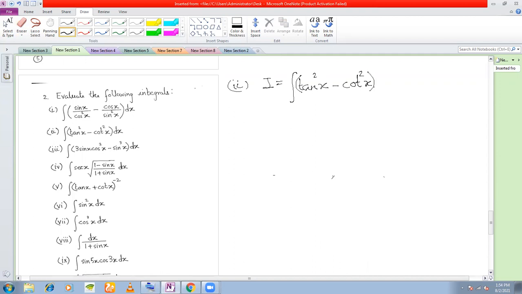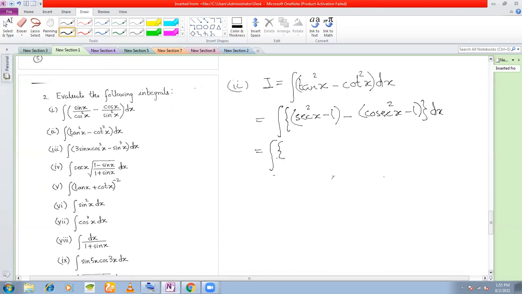Integral tan square x minus cot square x dx is equal to, separate this, or you can write it here only. Change tan to sec, because you know in standard integral of sec square is tan x. So you can write it here only. Yes, tan square x you can write as sec square x minus 1, and cot square x you can write as cosec square x minus 1 dx.